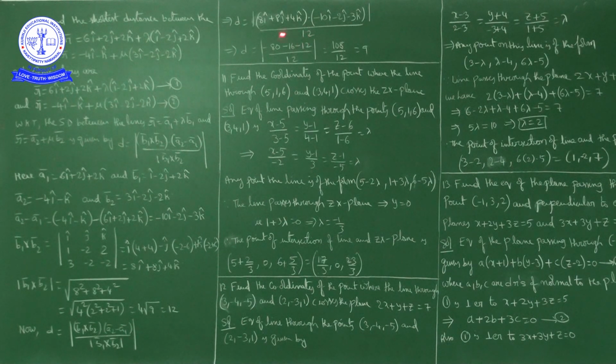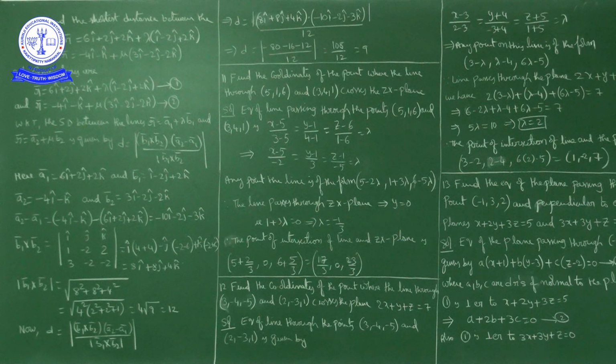Denominator is 12. So in the numerator, 8i cap dot product with minus 10i cap is minus 80, 8j cap dot product with minus 2j cap is minus 16, 4k cap dot product with minus 3k cap is minus 12. So numerator how much total? Numerator is minus 108. Magnitude of minus 108 is 108. 108 by 12 is 9. So shortest distance between these two skew lines is 9 units. Okay, next question.